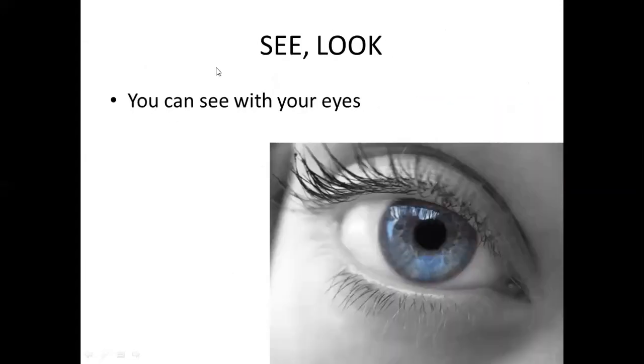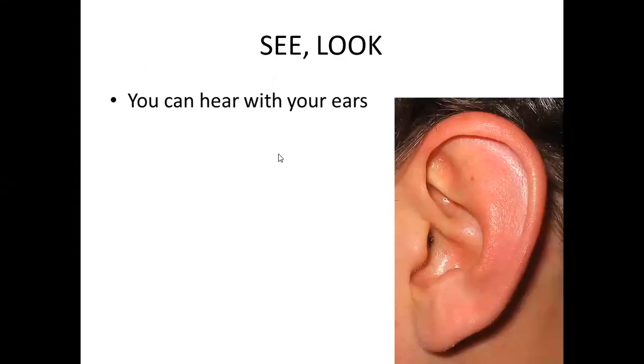Number 1, see or look. You can see with your eyes. How can we see? We can see with our eyes. You can hear with your ears. Hear sounds. Allah made 2 ears for each human. So one ear is on the right and the other one is on the left.